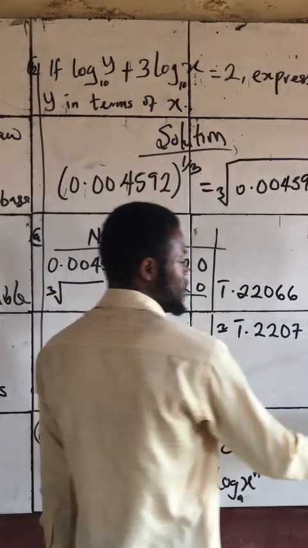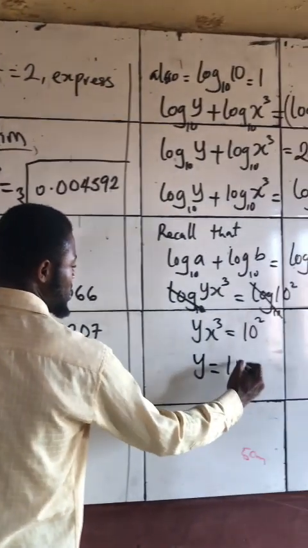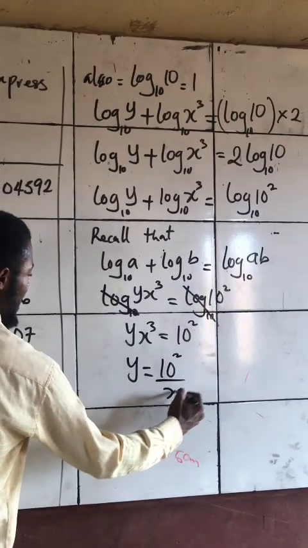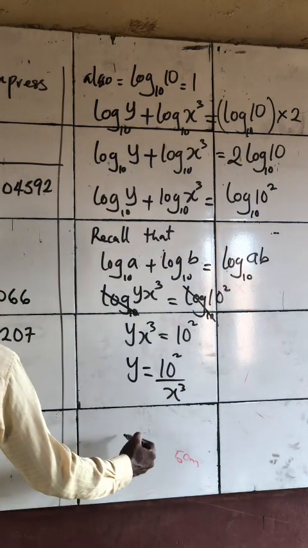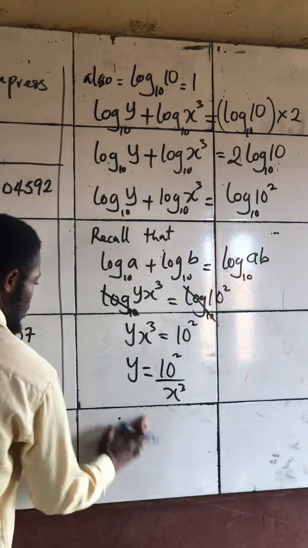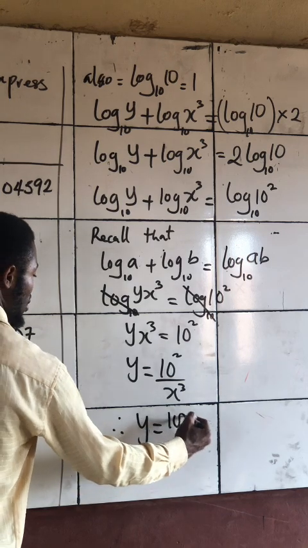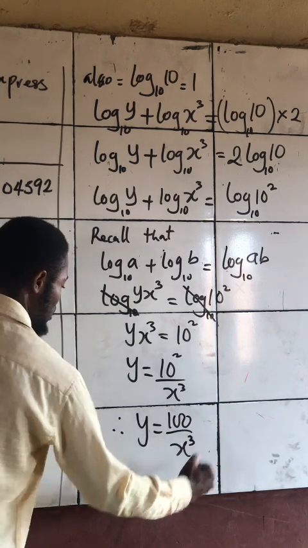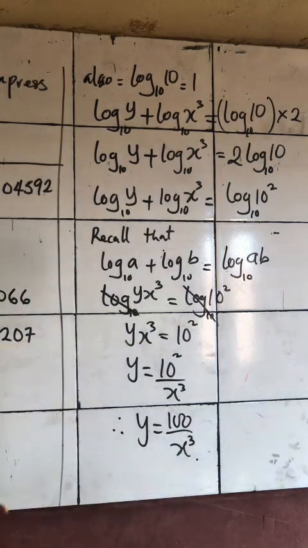So from there, you now have y equals to 10 raised to power 2 divided by x raised to power 3, which is the same as, therefore, y equals to 100 over x raised to power 3. And that is the answer.